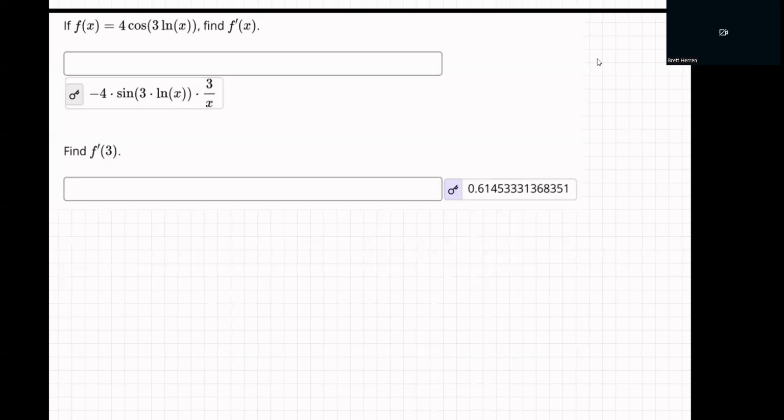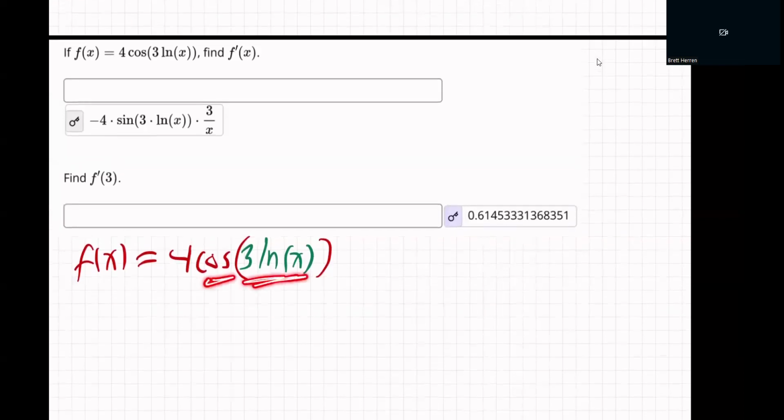Okay, so on this question, they give us a function and they want us to find the derivative. Bring it down here. So 4 cosine of 3 natural log x. I used some colors because I want you to see that whole 3 natural log x is plugged into the cosine function, right? It's not cosine times this. So it's really important that you know how do I know?